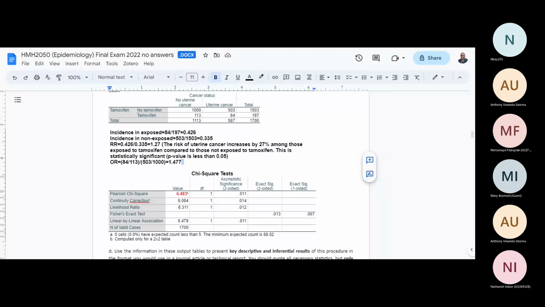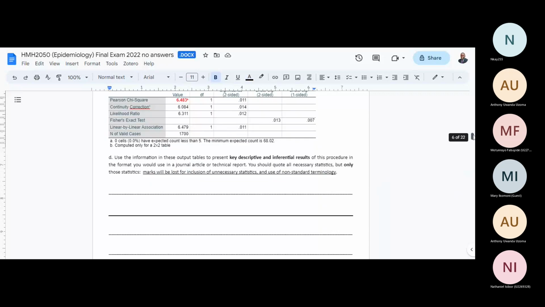So I need to find out what this SPSS output means. I don't know what the 6.8 means. I'm thinking maybe this 6.4 might be the effect size. I don't know. Later, I'll do a Google search to know more about it. That's what I'm suspecting.